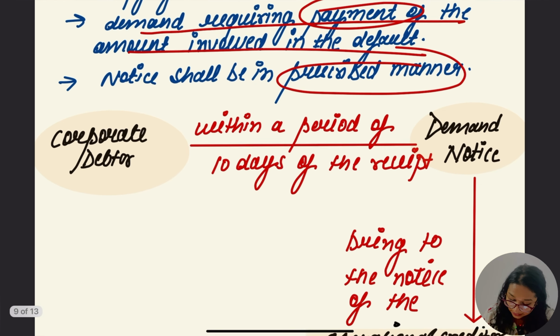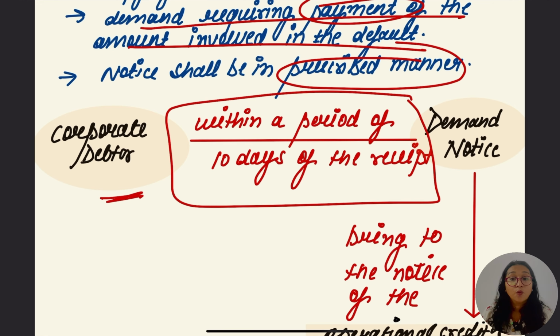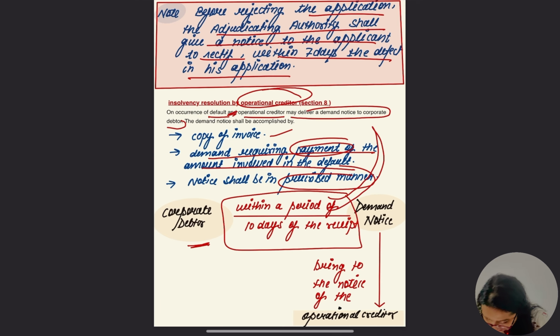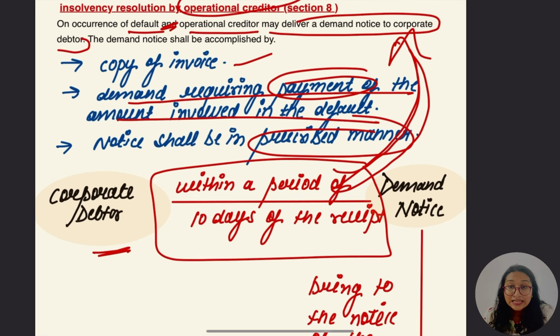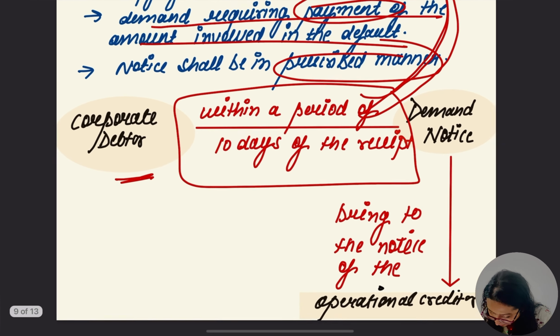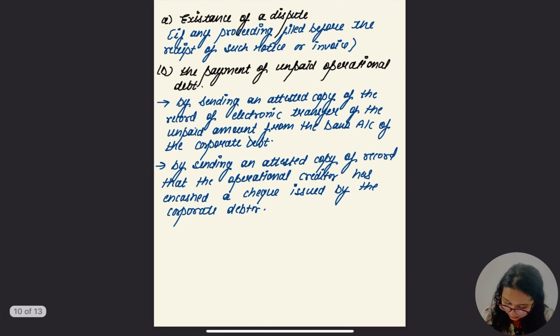So the corporate debtor, within a period of 10 days of receipt, what? Of the notice, but what notice? The demand notice. Within a period of 10 days of receipt of the demand notice, bring to the notice of the operational creditor, which means the corporate debtor has to give a reply within 10 days of receipt of the demand notice. Hope this point was clear.